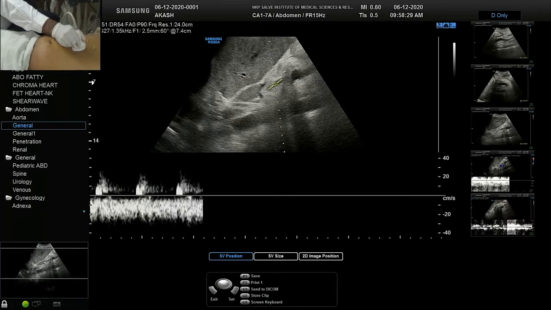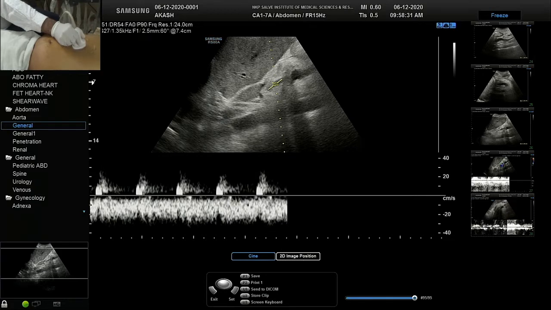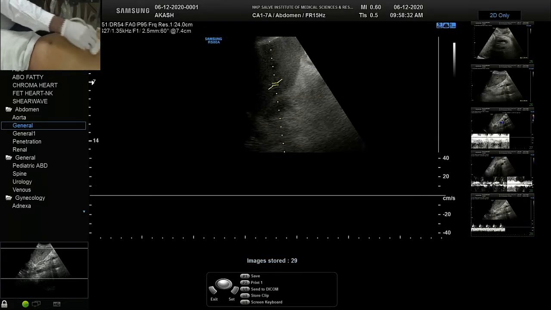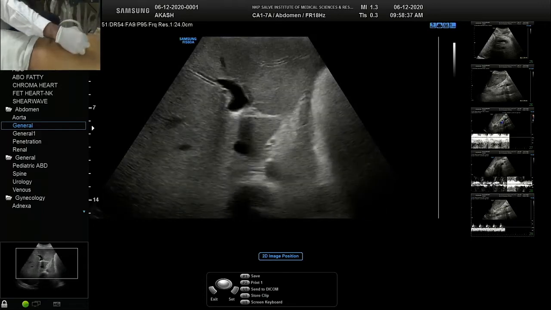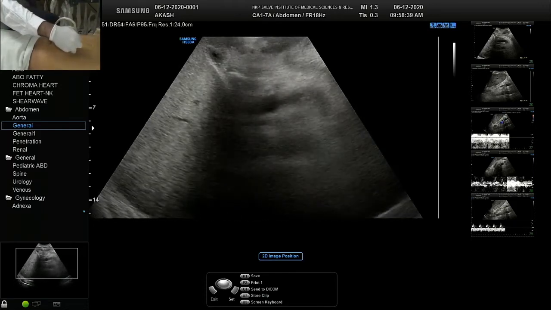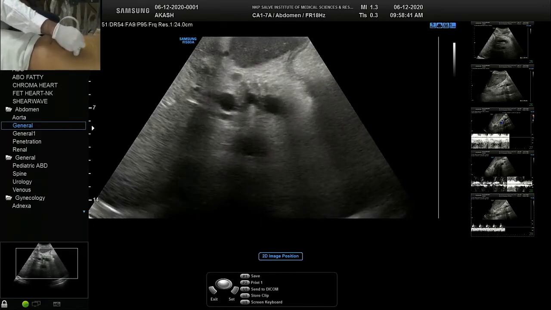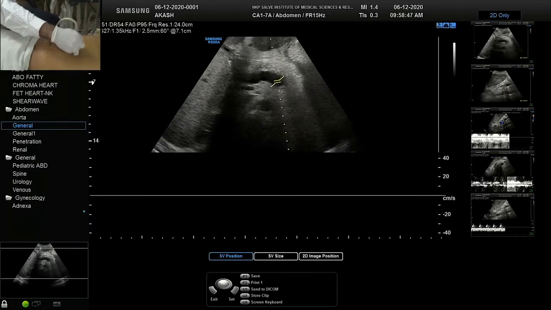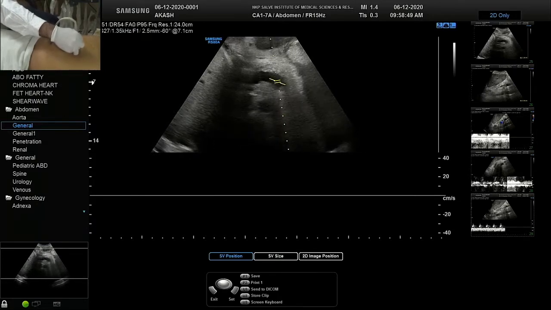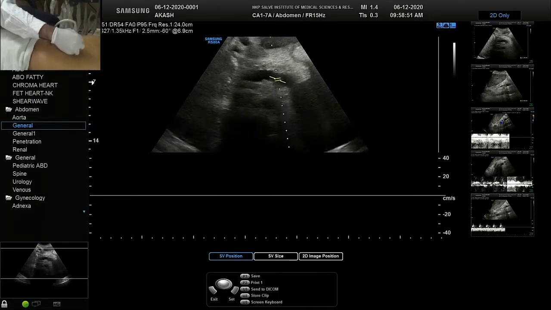So the flow is going away from the probe towards the GO junction. So we have finished almost everything at the epigastric stream. We will just do a spectrum of the splenic vein. It is not required every time to have a triplex Doppler. That means B mode, color and spectrum. You can do a duplex also.